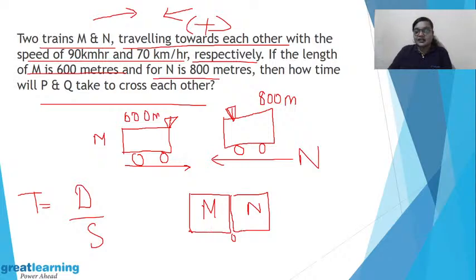So in that particular case, this entire N has to come this way and this entire M has to come this way, right? So this entire N coming this way means it has to travel this entire distance of M and also its own distance to come here. Yes or no?